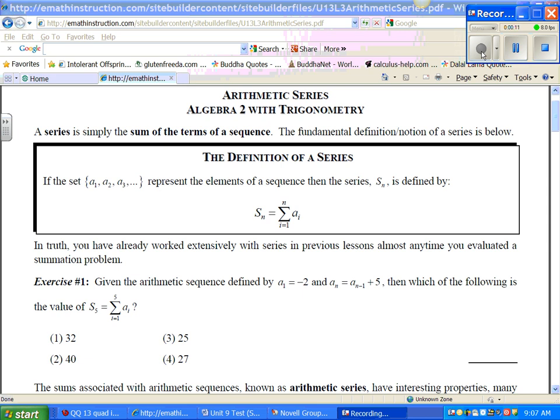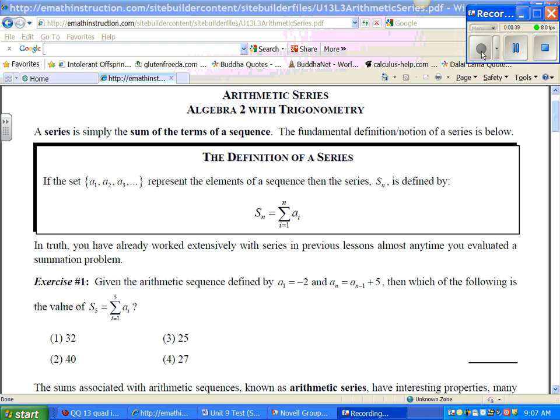Okay. A series is simply the sum of the terms of a sequence. The fundamental definition notation of a series is shown in that box below. What is that funny symbol called again? Sigma, or summation. And what does summation mean? The sum. You have to add up all of the terms in the sequence, okay? So that's essentially what we're going to be doing.